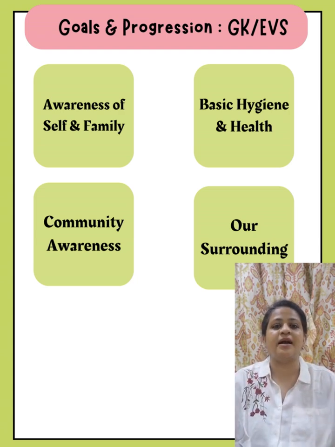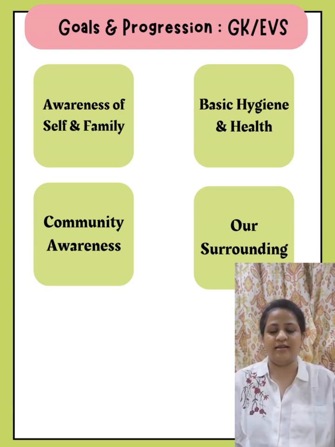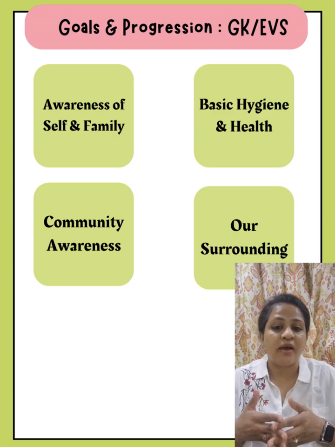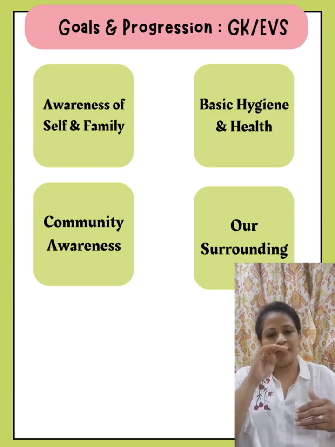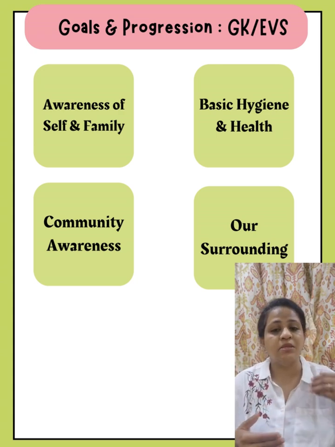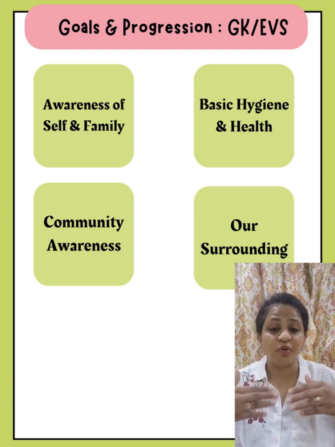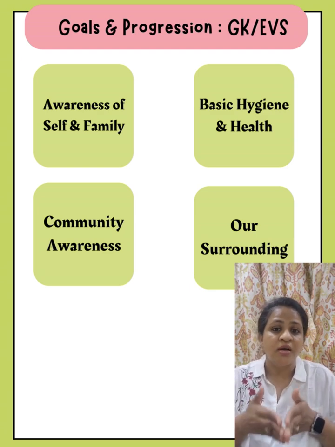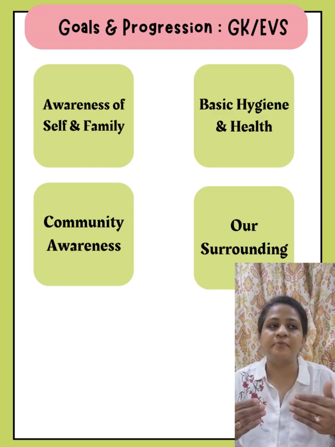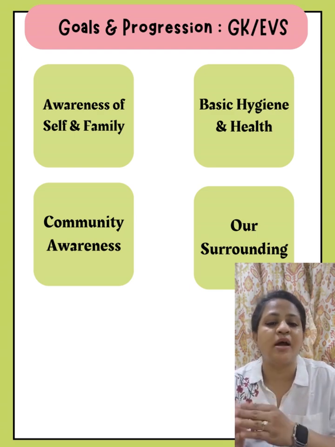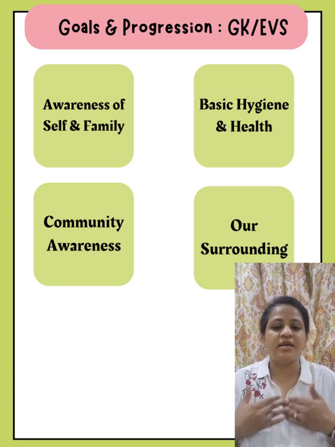So this is where they are understanding and gauging the idea that, okay, this is my environment, my surrounding. Community awareness means the animals we see, like the pet animals, the domestic animals, the wild animals. We have the community helpers, the vehicles that we see on the road. All these are the things that come under community awareness, and also our surroundings. This is what they learn.